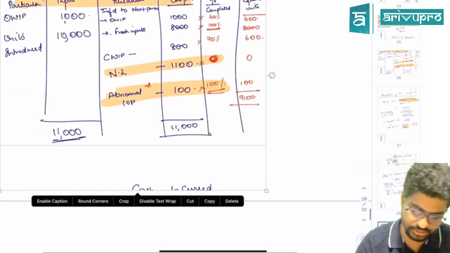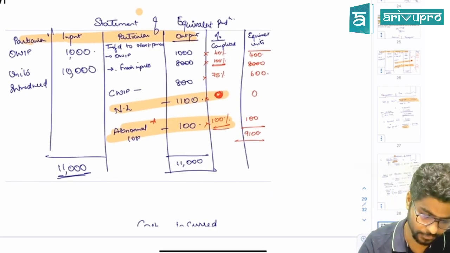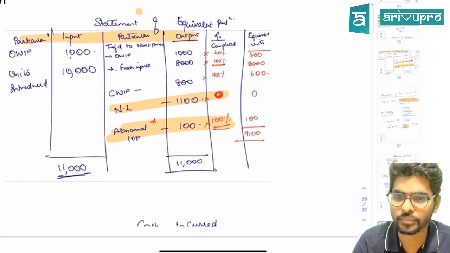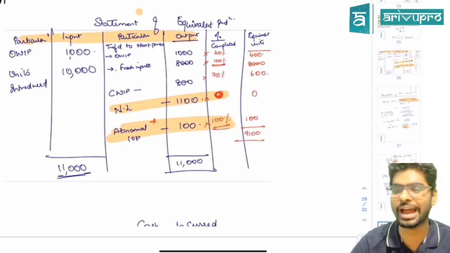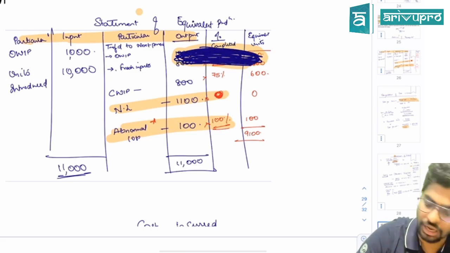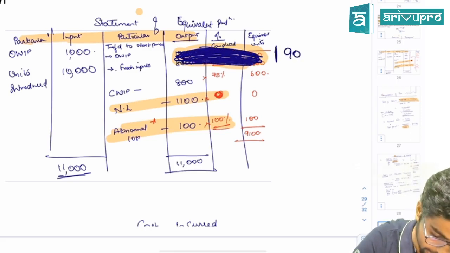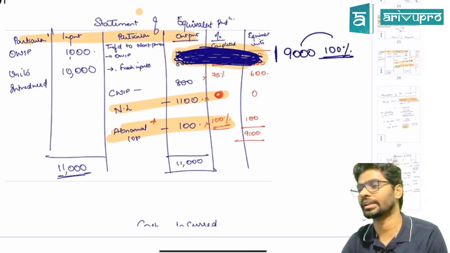Okay, now everyone see here, this is what I was doing under my FIFO method. Yes or no? Now the difference between a FIFO and a weighted average is this bifurcation will not happen. I will consider the 9,000 units 100% completed this year. Did you understand this?